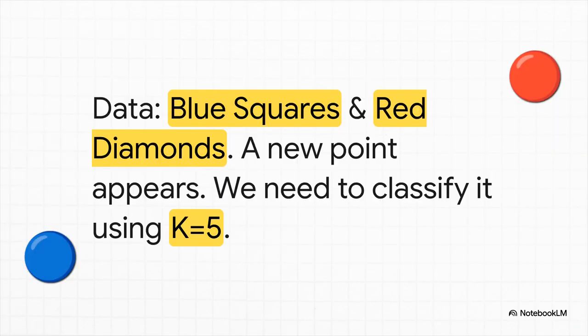Okay, let's actually see this in action. Imagine we have a bunch of data points that fall into 2 categories. We've got blue squares and we've got red diamonds. Now, suddenly, a new mystery point shows up, this green circle. We have no idea what it is. So our mission is to classify it. Let's decide to use a K of 5.